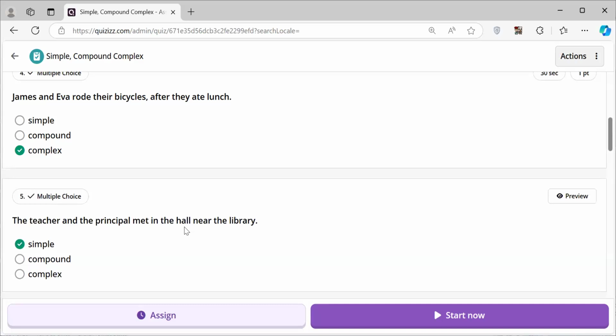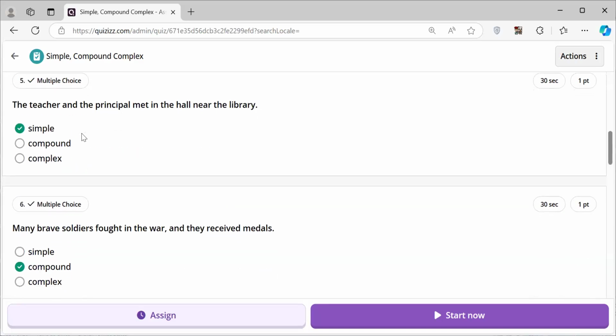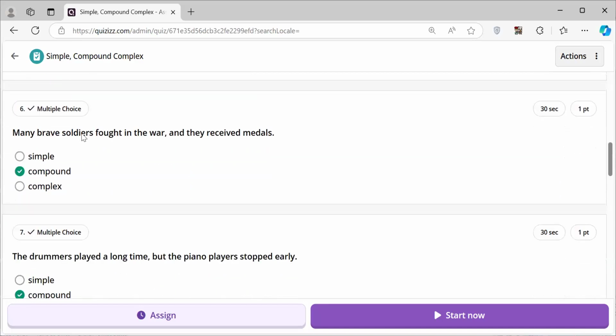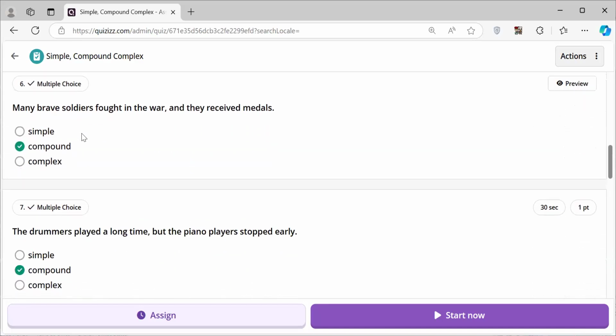Number 4. Come on, Rodina. Rodina, read. Did you read a question here? No. Okay, read the sentence now. The teacher and the principal meet in the hill near the library. It's simple because there's no coordinating conjunction and no subordinating conjunction. Yes. Excellent. Thank you. Hala. Yes. Next, number 6.